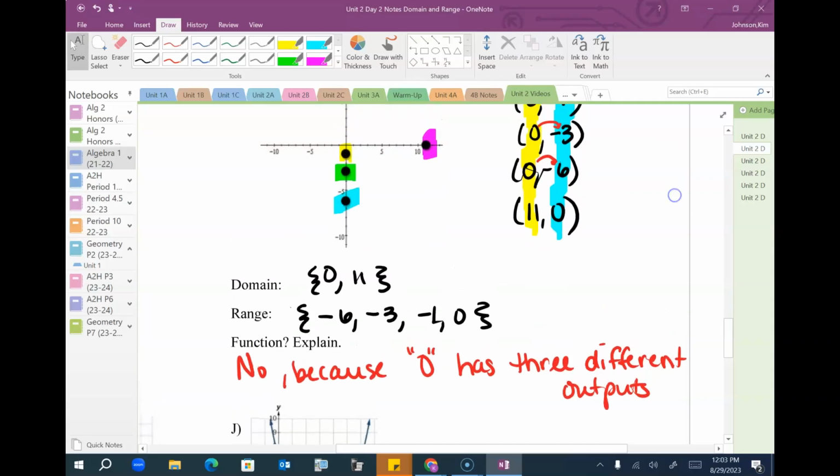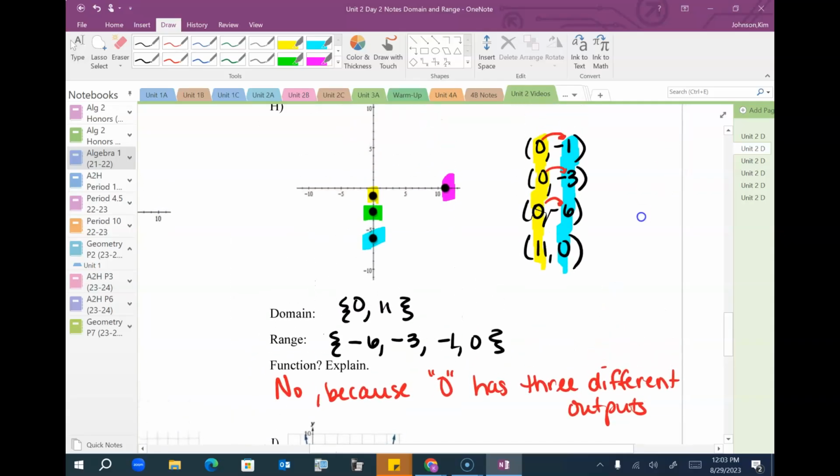Okay, we could also have done the vertical line test for this. If we draw a vertical line through the y-axis, we can see that it touches 1, 2, 3 points. So this fails the vertical line test, so it's still not a function.